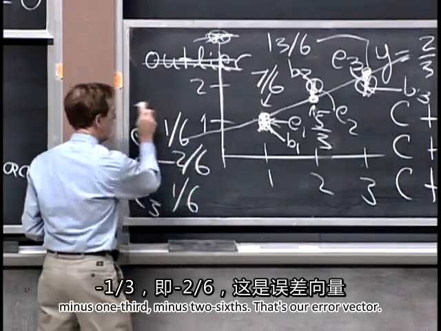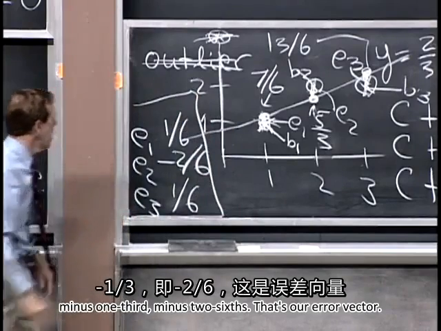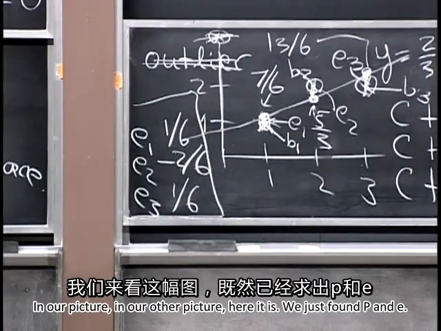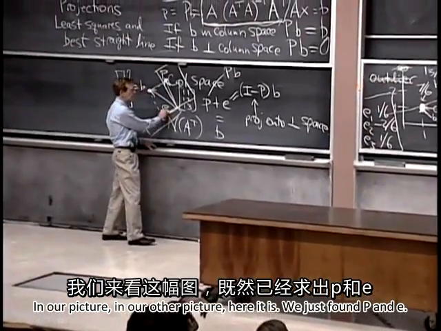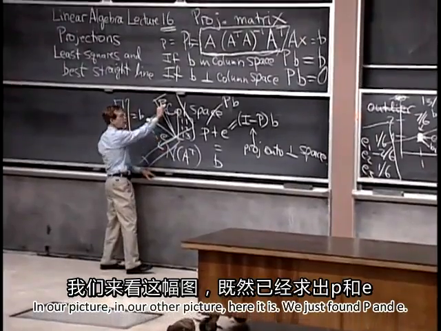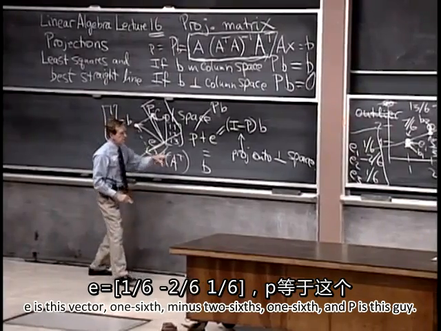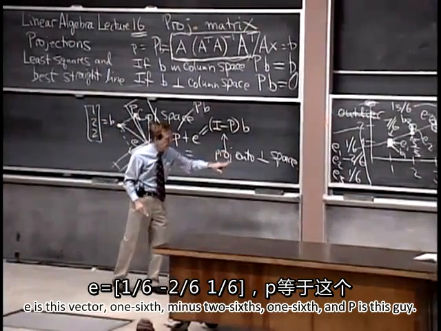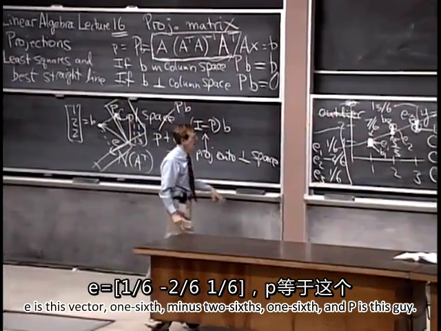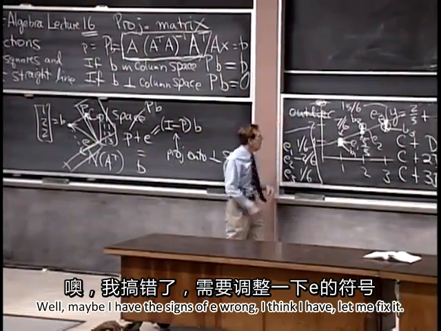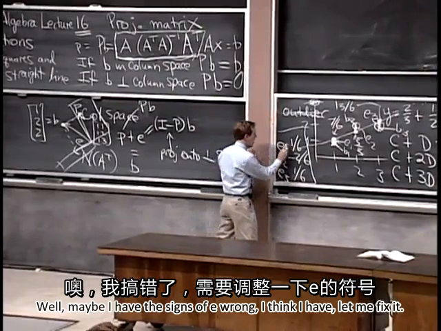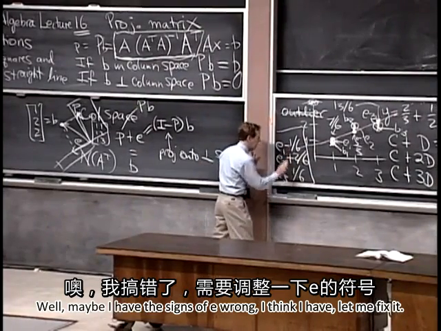That's our error vector. In our picture, in our other picture, here it is. We just found P and E. E is this vector, 1/6, minus 2/6, 1/6. And P is this guy. Well, maybe I have the signs of E wrong. I think I have. Let me fix them.